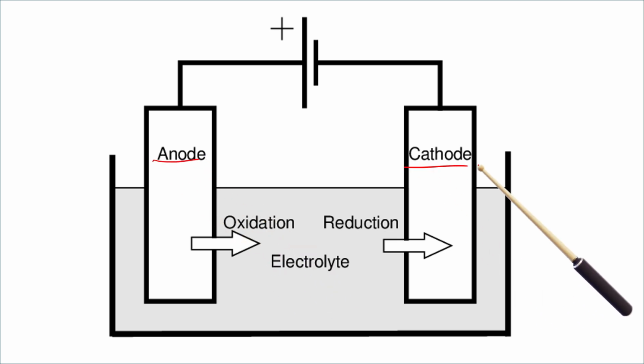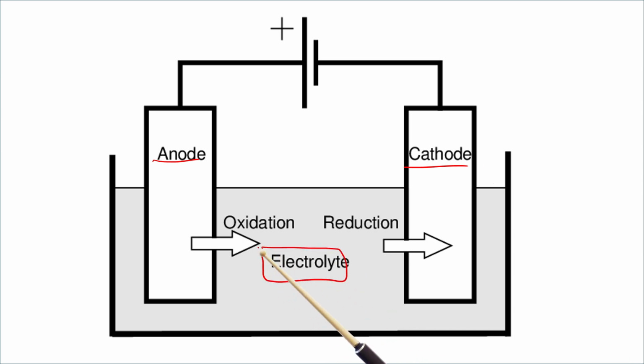You can see over here, one is anode and the other one is cathode, and this is our electrolyte. These are the three main components of an electrolytic cell. Okay, anode is always a positive charge, whereas cathode is a negative charge, right? And electrolyte is actually a compound that will be broken down using electricity. So electrolyte is usually an ionic compound in the aqueous state or maybe in the molten form.